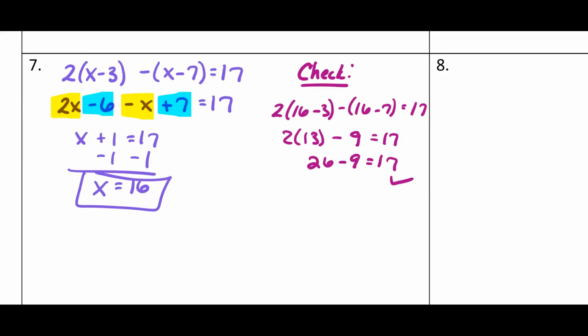So just some little things to remember. When you're distributing, you have to distribute the 1, the understood -1 here. 2 times x and 2 times -3. Combining like terms means you're just adding. So 2x minus x is x, and -6 plus 7 is 1. And then hopefully you remember to check so you know that you got this one right.